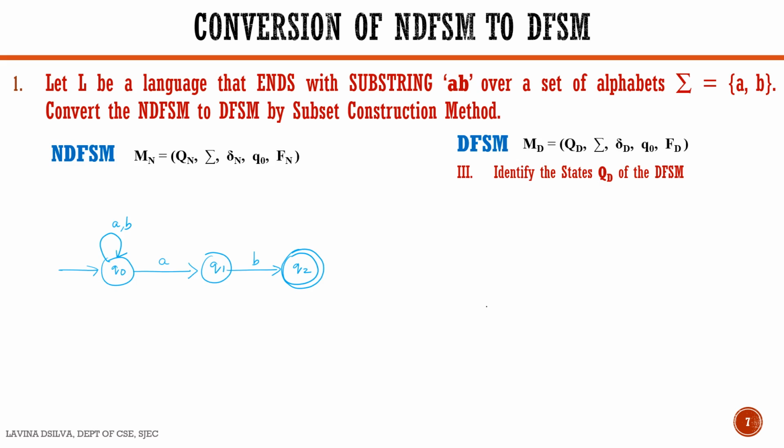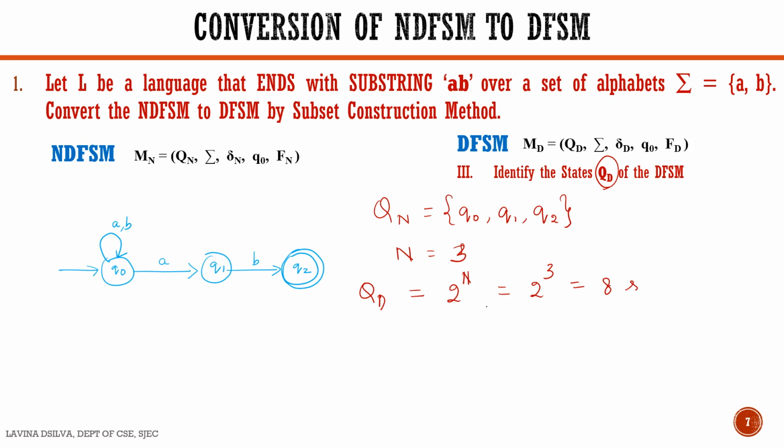In the next step, we will identify the states QD of the DFSM. Now we know that the states QN of the NFSM are equal to Q0, Q1 and Q2. We have got three states. Therefore, N is equal to 3. And QD, that is the states of the DFSM, is 2 to the power N, that is 2 to the power 3 equal to 8 states.